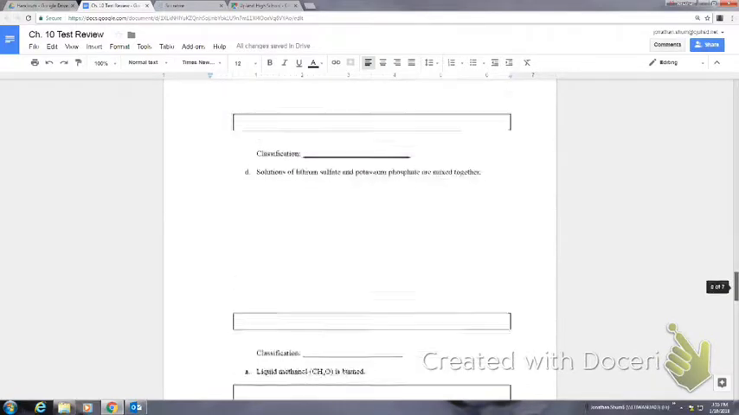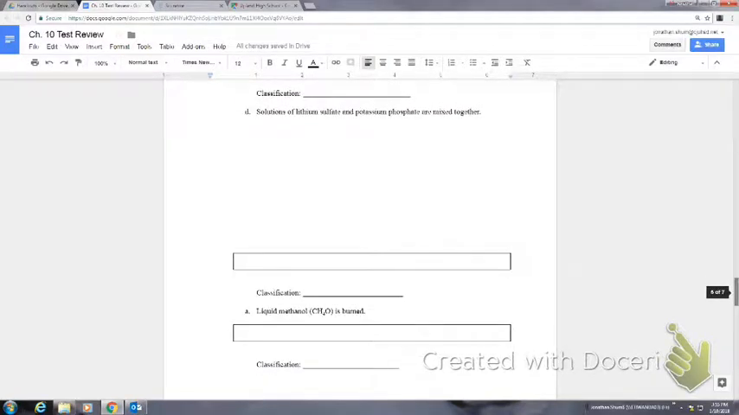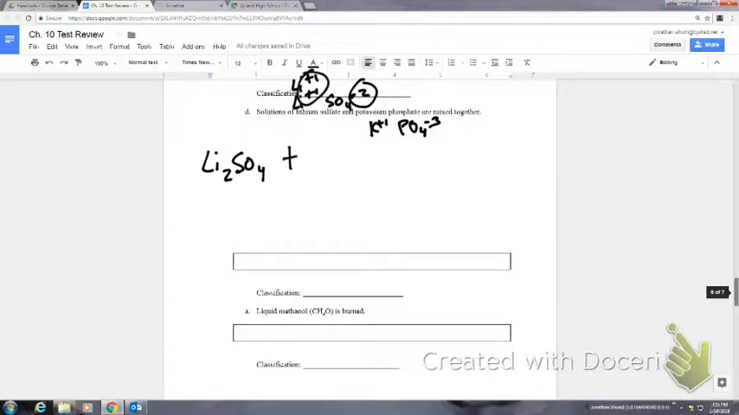And the last one is lithium sulfate and potassium phosphate mixed together. Lithium is Li plus 1, sulfate is SO4 negative 2, potassium is K plus 1, and then phosphate is PO4 negative 3. Alright, so let's put them together. So I have lithium sulfate, which is Li2SO4. I need 2 lithiums for every 1 sulfate, plus K3PO4. I need 3 potassiums for every 1 phosphate so that my charge is neutralized.